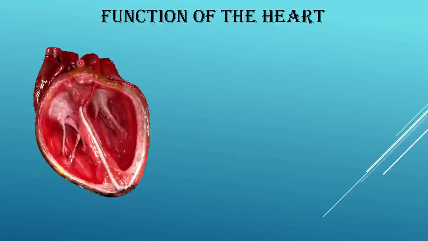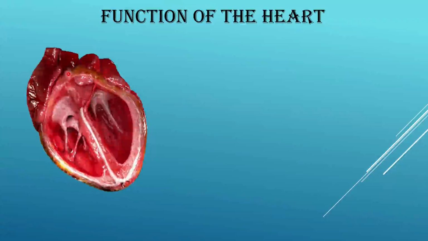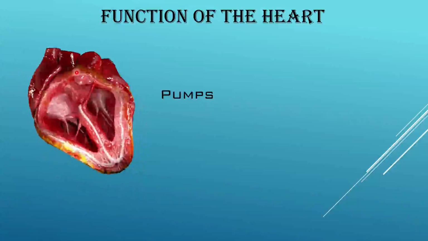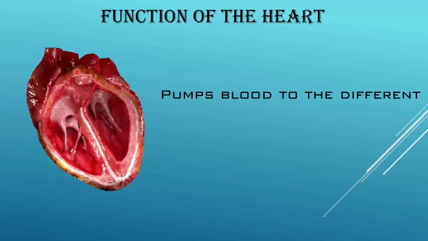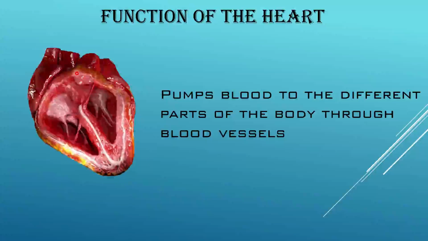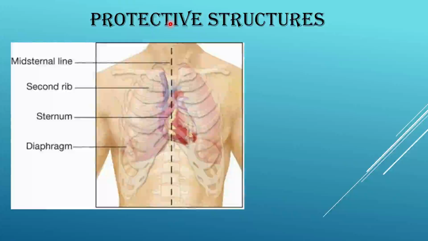And these are the blood vessels. You can see the blood vessels that bring blood to the heart and the blood vessels that take blood away from the heart. Now let us see the function of the heart. It pumps blood to the different parts of the body through the blood vessels. Now we come to the protective structures of the heart.